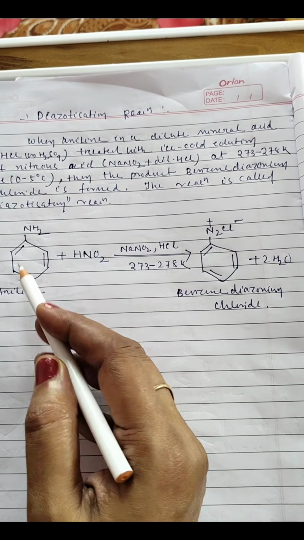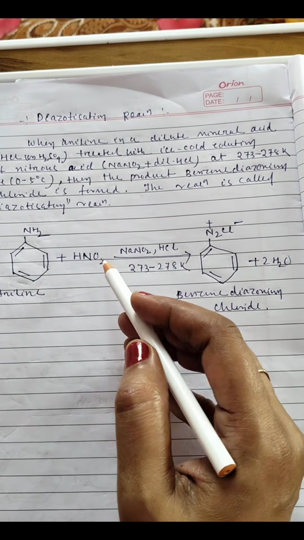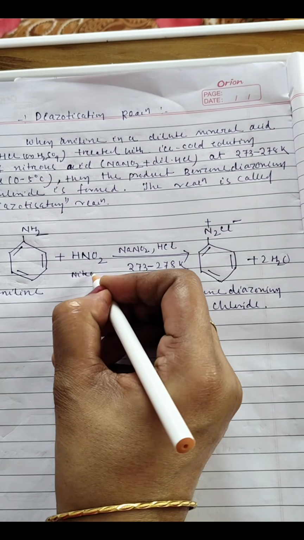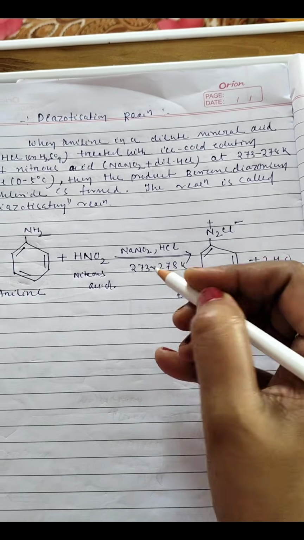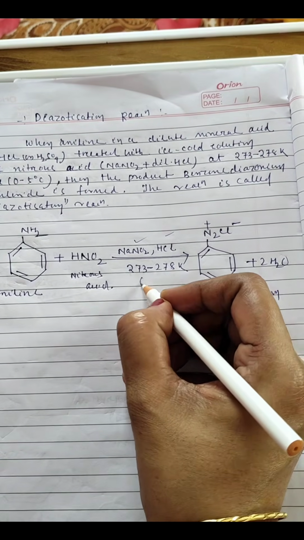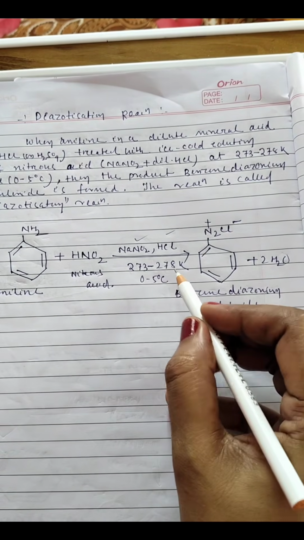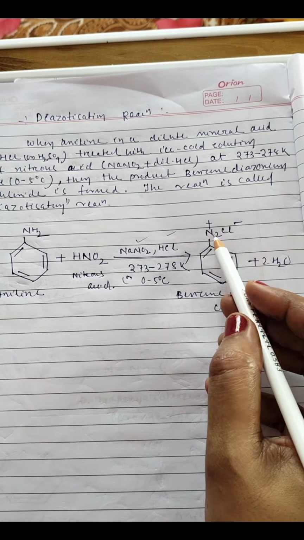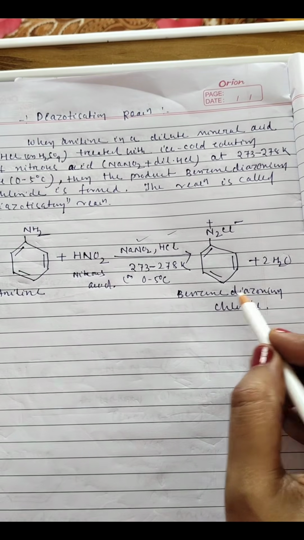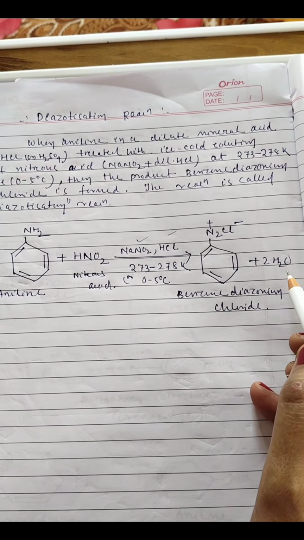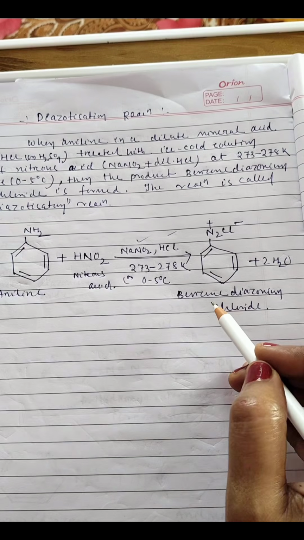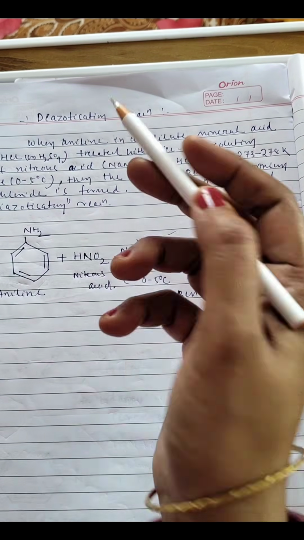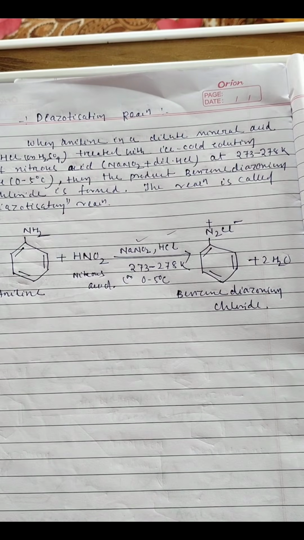See here, this is your aniline, that is your aromatic amine. When treated with nitrous acid HNO2, this is your nitrous acid, in presence of sodium nitrite and HCl at about 0 to 5 degrees centigrade or 273 to 278 Kelvin, then what does it form? It forms the diazonium salt, that is your benzene diazonium chloride, with the removal of 2 molecules of water. So the formation of benzene diazonium chloride from the aniline or aromatic amine is known as your diazotization reaction. Okay, thank you.